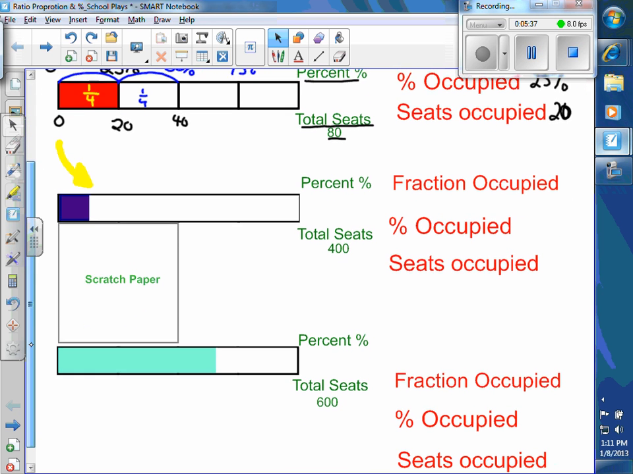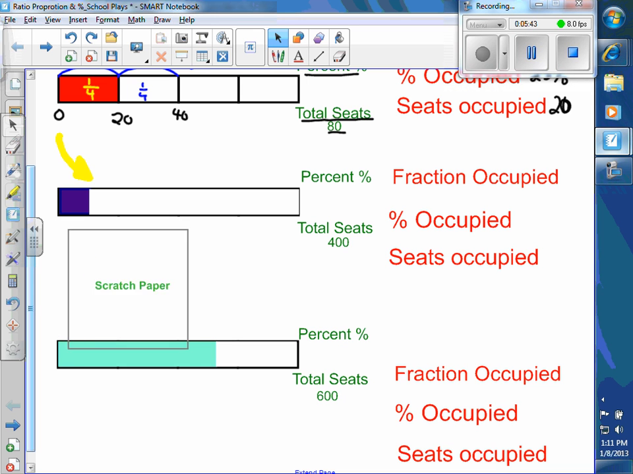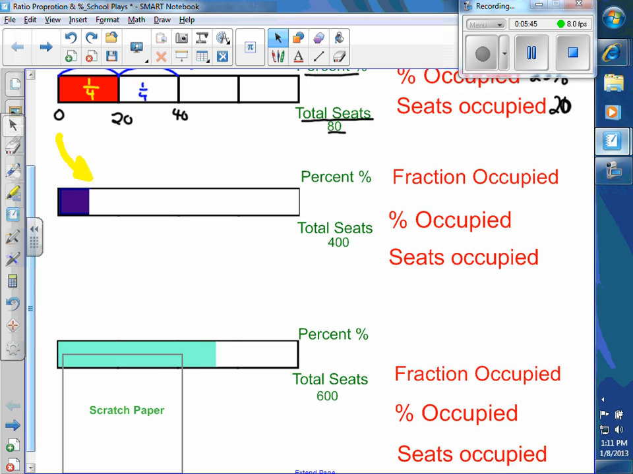So let's look at this one. So Naya, here's a different problem. Ignore the scratch paper for a minute. I'm gonna talk to you about scratch paper. But how would you approach this problem? Understanding that it's still a school play, it's in a different place. How many seats are in this theater? 400. Okay, and so with that information, you have to figure out the fraction occupied, the percent occupied, and the seats occupied. Do you have a strategy?